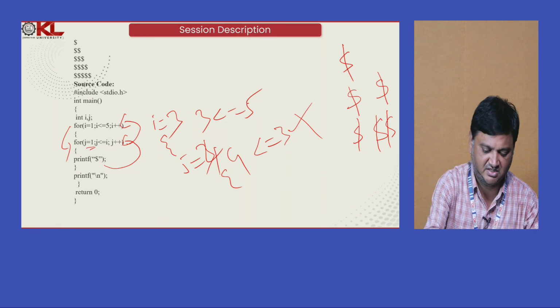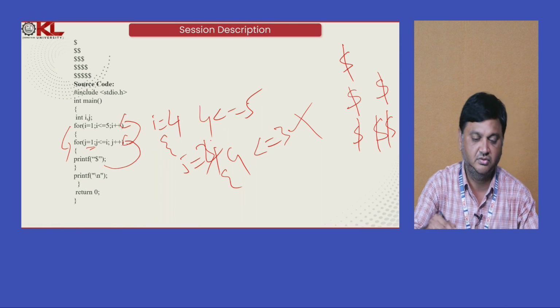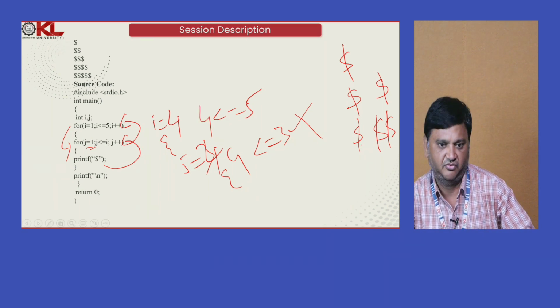Yes, my dear students, your answer is right. I'll increment my i value. I'll go with i equals 4. Again, what is the condition I wrote, my dear students? i less than or equal to 5. So 4 is less than or equal to 5.